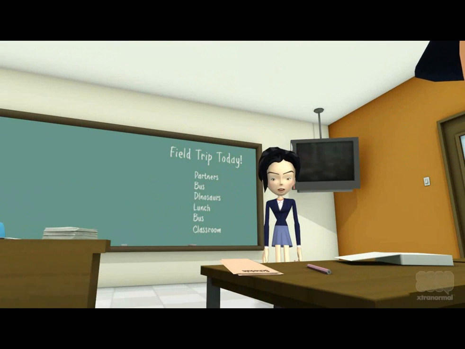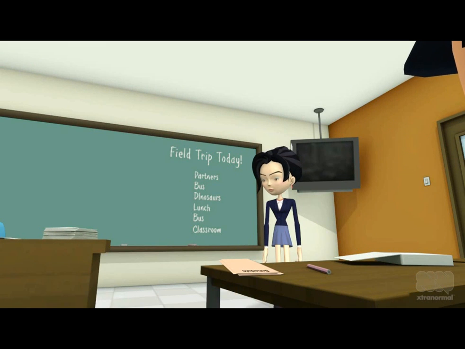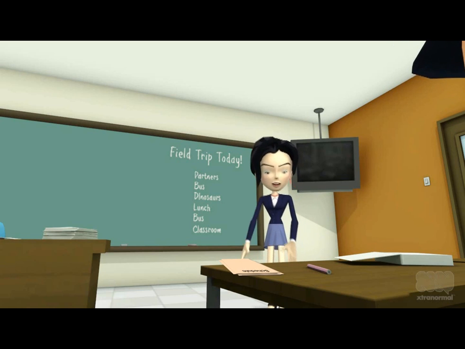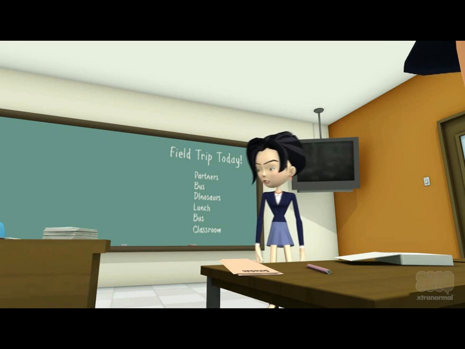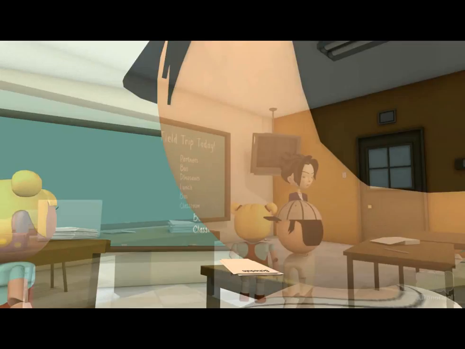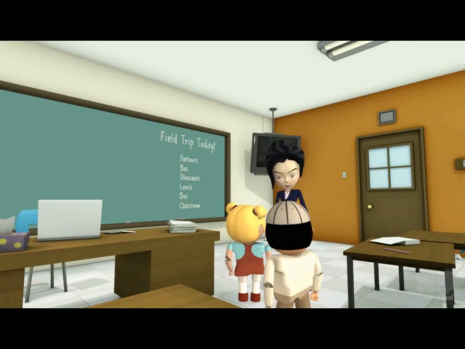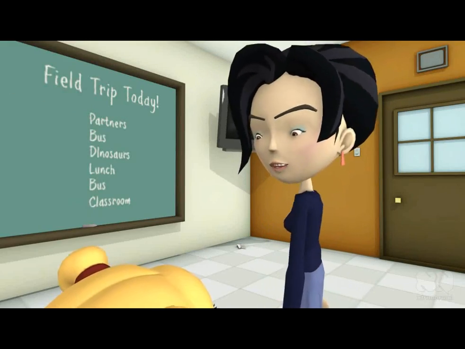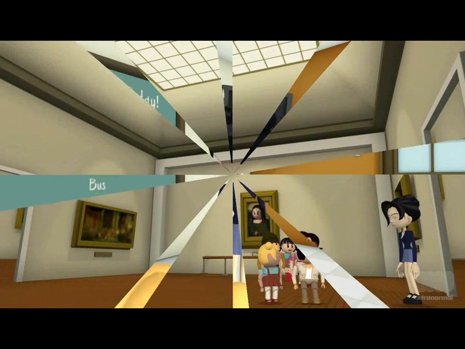Class, it's about time for our field trip to the museum. I need to go over some things with you before the bus comes. This morning I assigned each of you a partner that you'll need to stay with at all times. Please go stand by your partner. Here is a reminder of what we'll be doing today. Please put this in your pocket when we're done reading it. First, we'll line up in partner pairs for the bus.